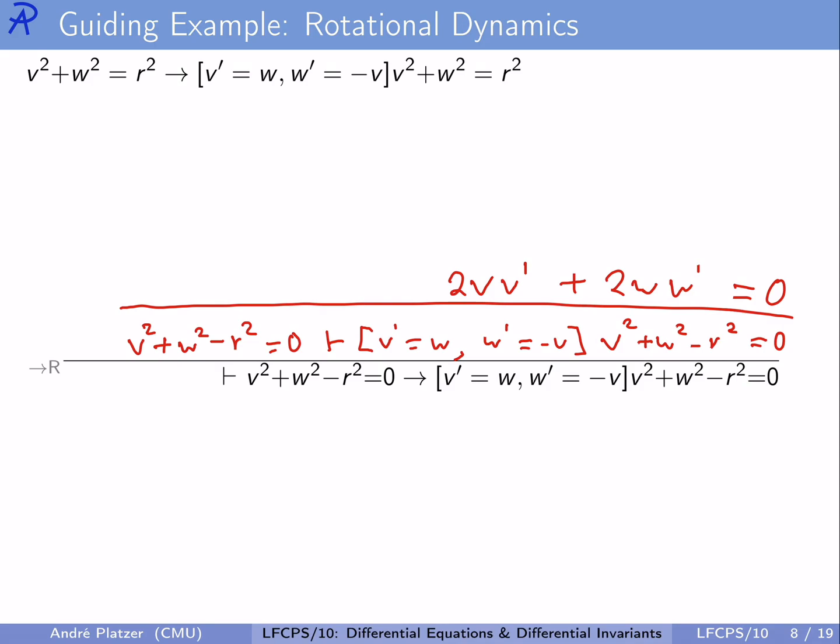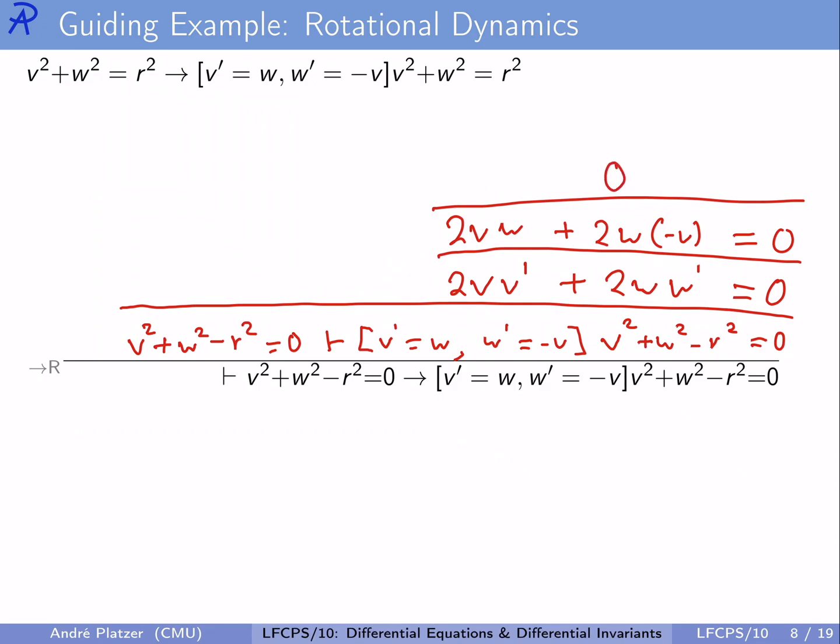Okay, how do I prove that? I guess I forgot, but it does make sense to write in w for v prime and minus v for w prime. Let's just do precisely that. 2v times w plus 2w times minus v. That's what we're supposed to show is 0, and oh good, it is. I mean, these two cancel, so the whole thing is 0 equals 0, and that's just another way of saying the whole thing is actually true by real arithmetic.